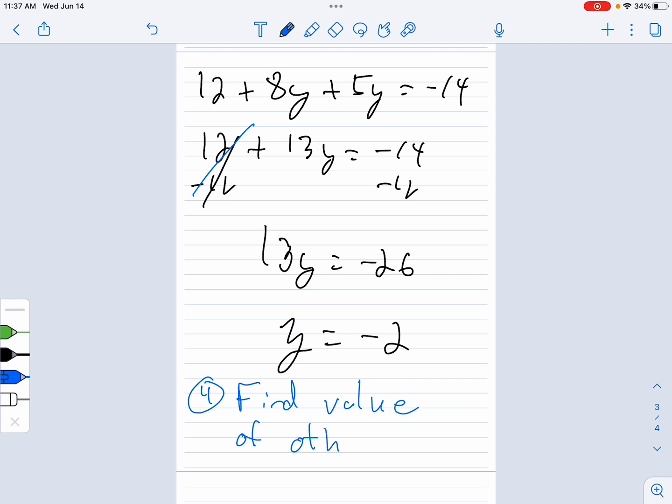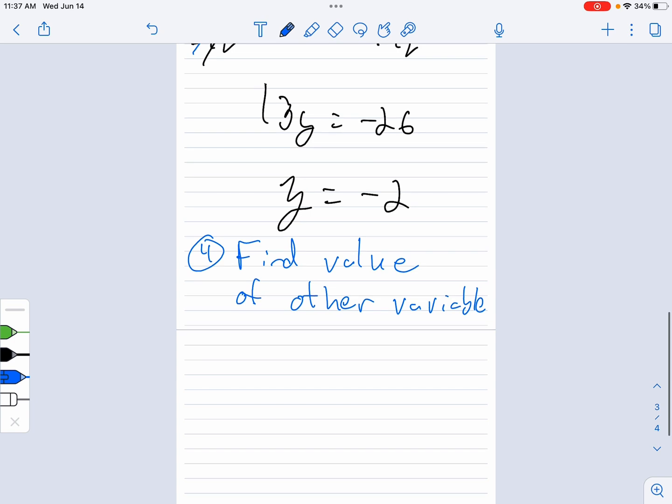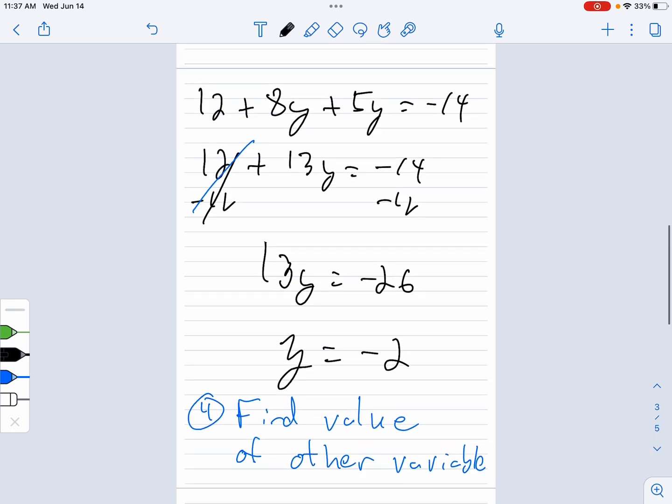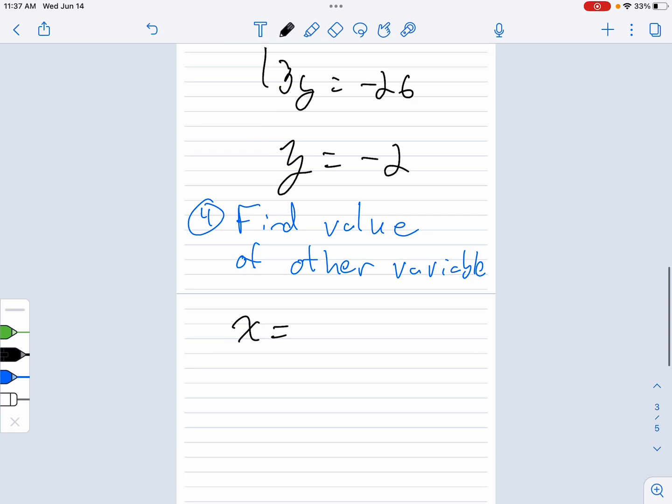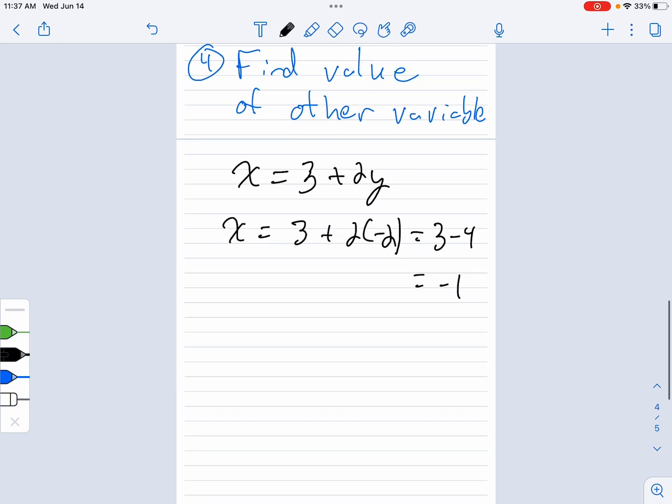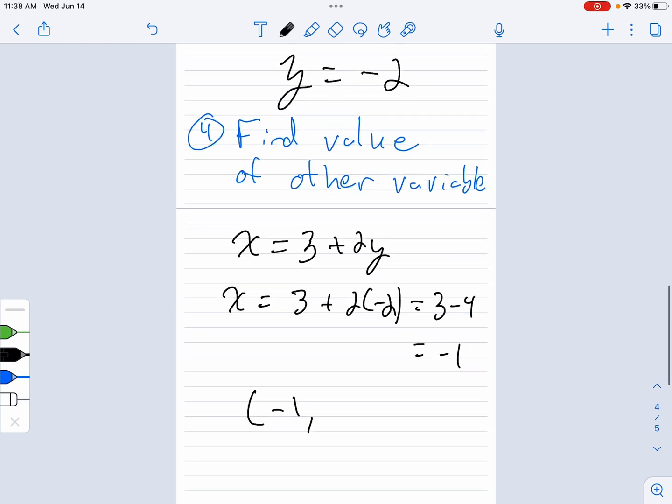And now you have some options for that. However, my advice is this. Go back to the equation you got for part 1. So when you solved for the one variable, which was x equals 3 plus 2y, you would get x equals 3 plus 2 times minus 2, 3 minus 4 equals minus 1. So your solution, if you were to write it out as a point, would be minus 1 comma negative 2.